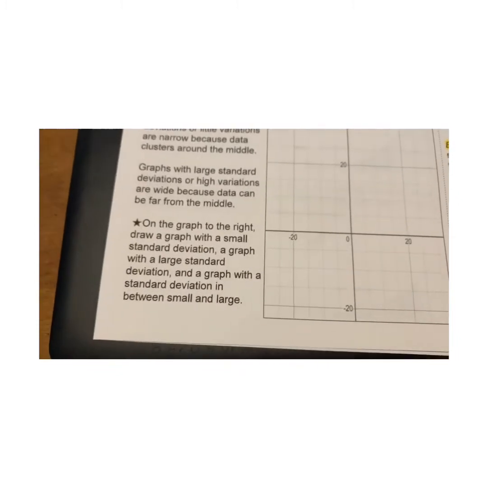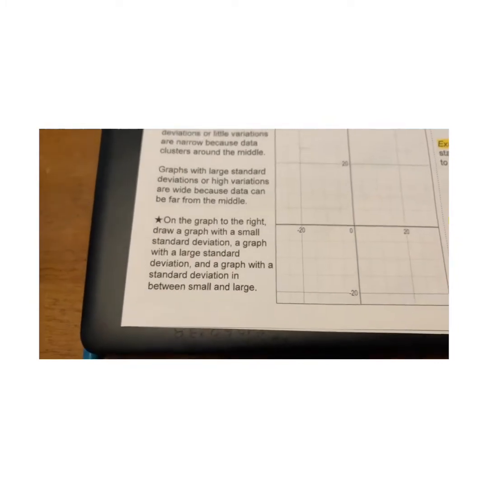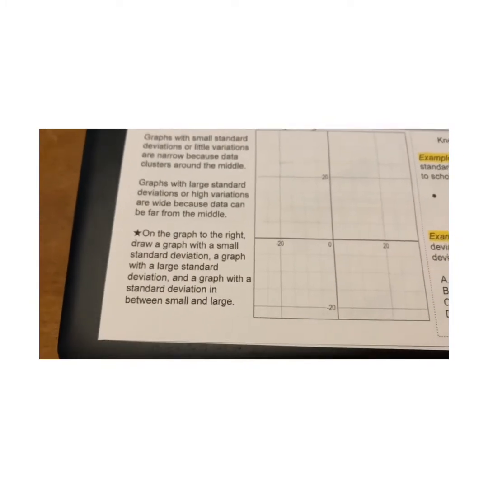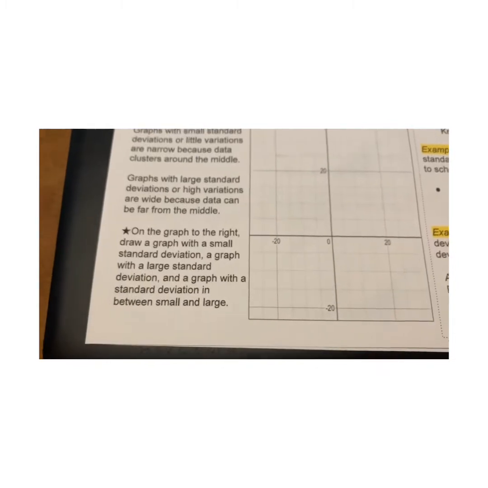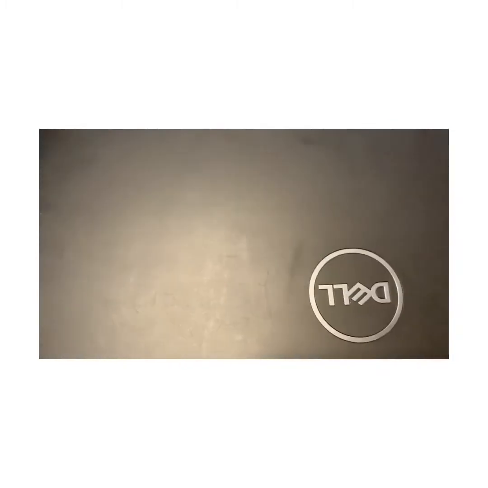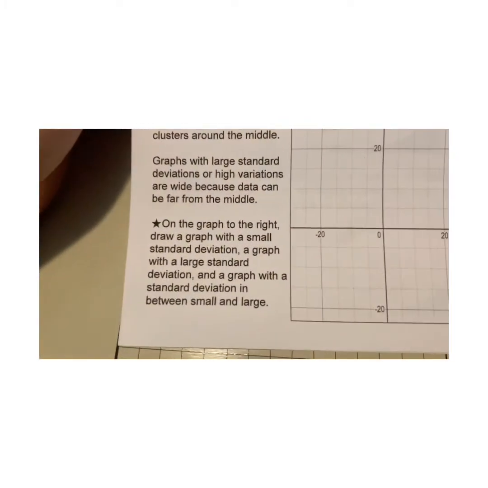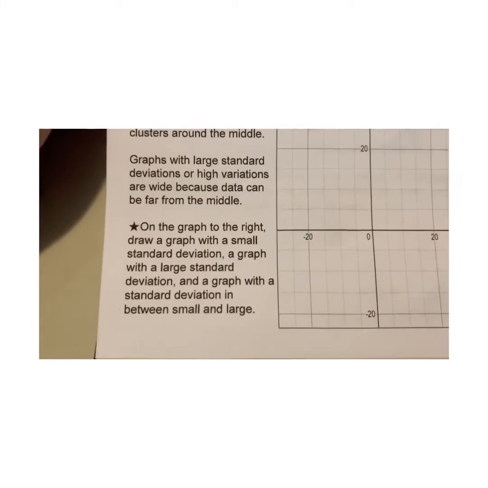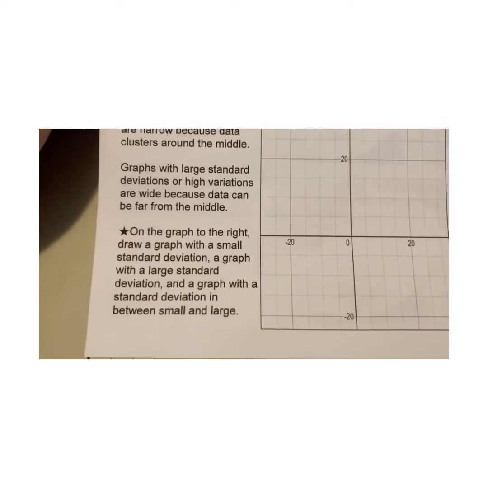On the graph to the right, draw a graph with a small standard deviation, a graph with a large standard deviation, and a graph with a standard deviation in between small and large. Okay, seems pretty easy. Well, let's try it. So again, I'm going to have this whiteboard, and I'm going to use 3 different colors to show the differences, okay? So the first question said, draw me a graph with a small standard deviation.